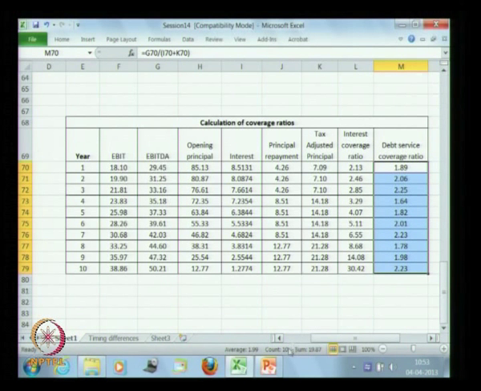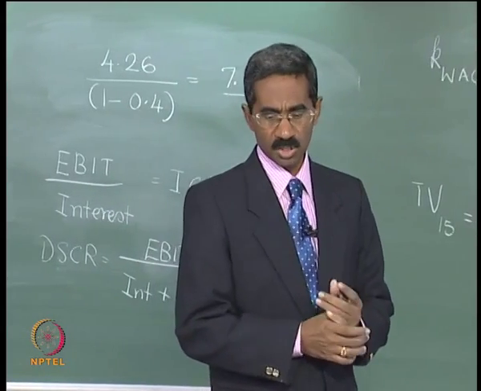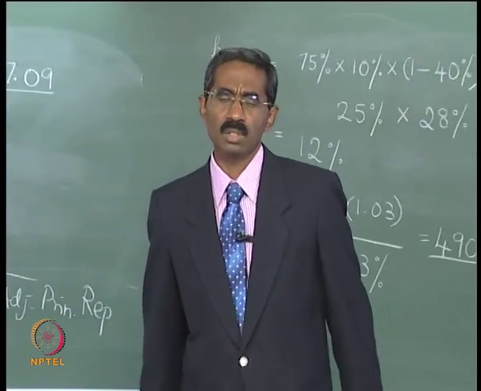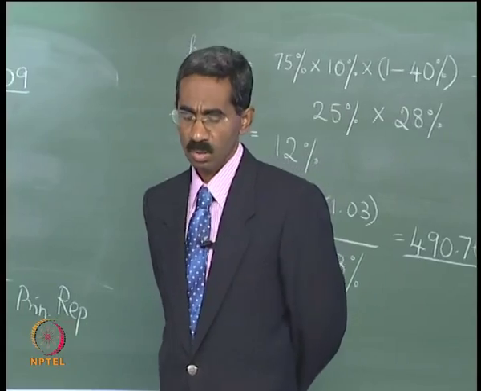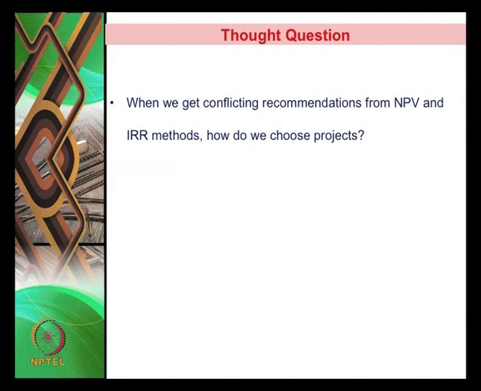So this completes the discussion on the capital budgeting that we have been looking at for the last two sections, and we put forth a thought question to discuss, so let us now spend some time to look at that question. The question that we had was, when we get conflicting recommendations from net present value and IRR methods, how do we choose the projects?